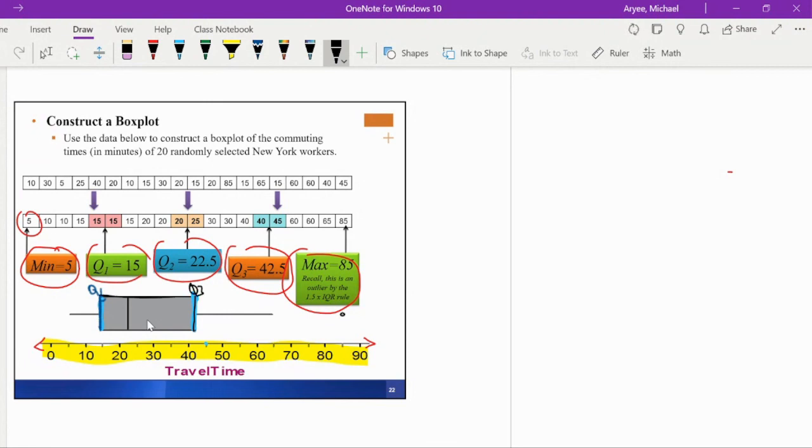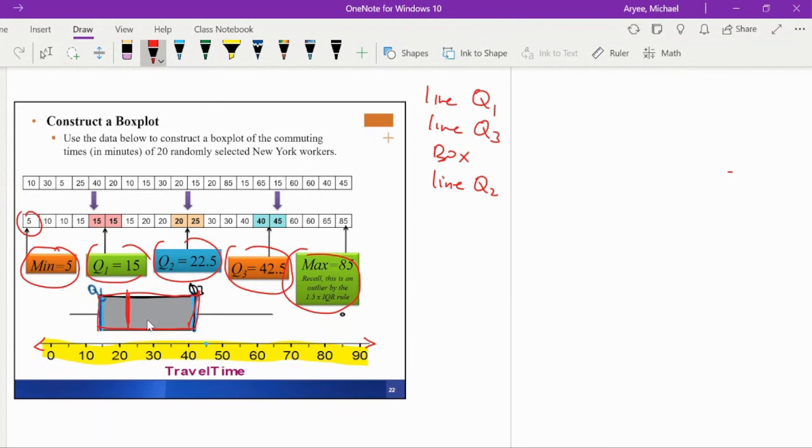Then make a box out of the lines. A nice box. So first, you make a line for Q1. Second, you make a line for Q3. Third, you make a box out of those things. Fourth, you make a line for Q2. Q2 is 22 point something, so make a line for Q2.